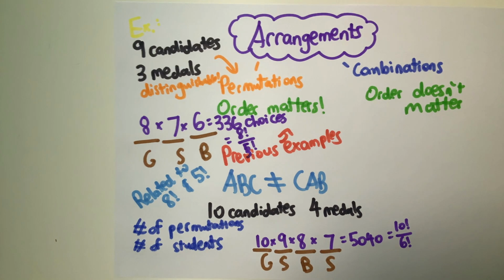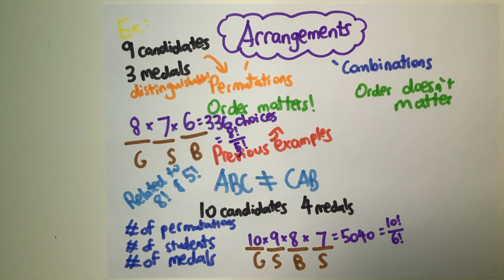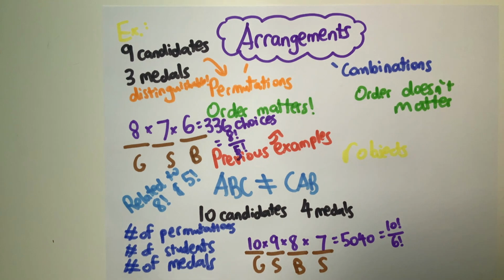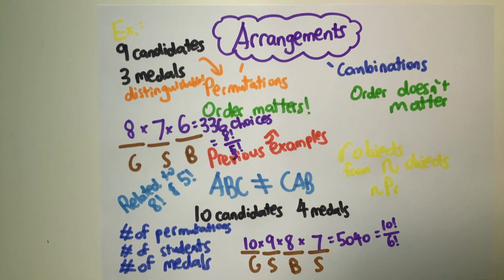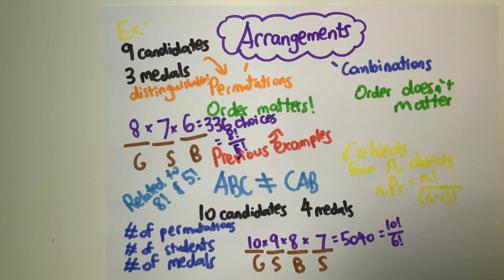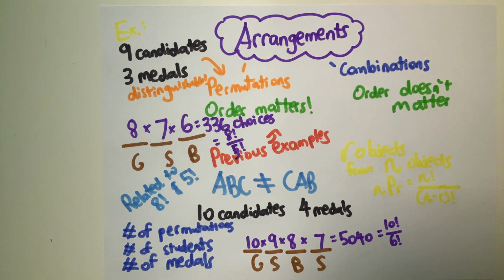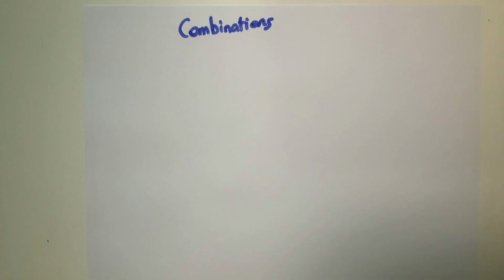We have reached a curious pattern where the total number of permutations depends on the total number of students and the difference between the number of students and the number of medals. Or, generalizing this, the permutation of R objects selected from a set of N objects is represented by NPR, which is N factorial over N minus R factorial.